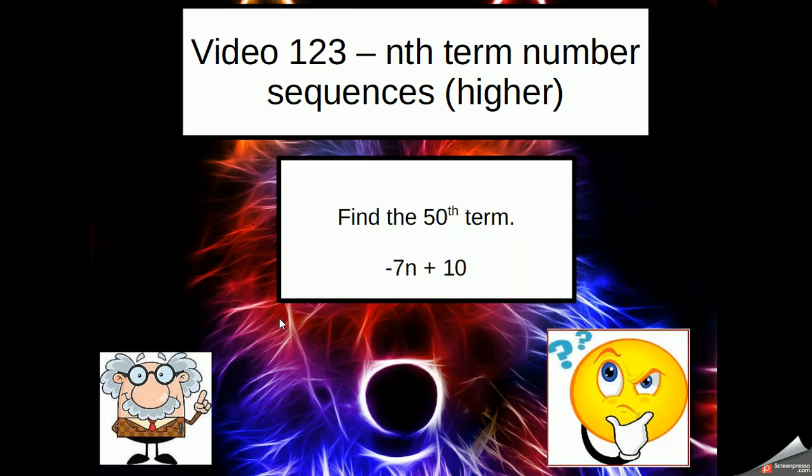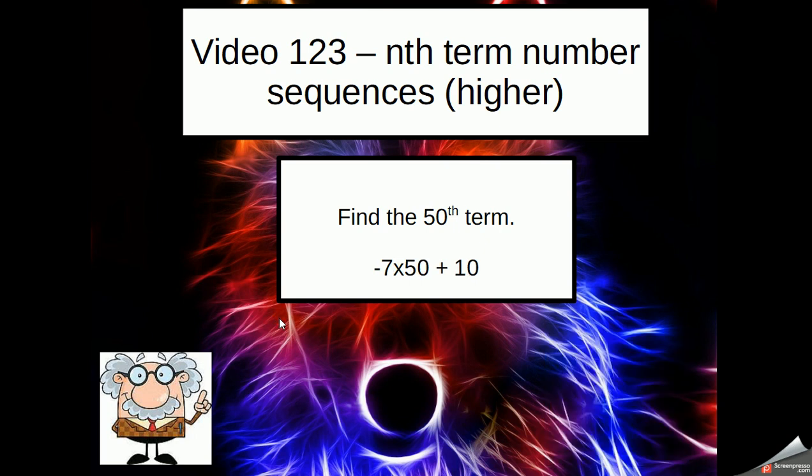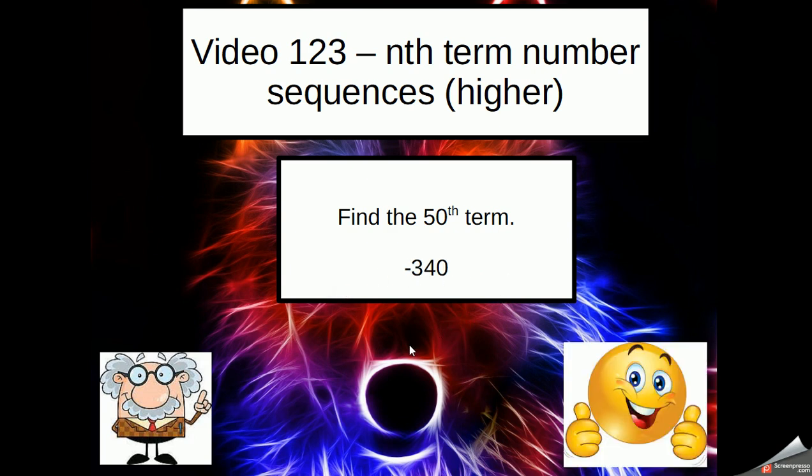So if I wanted to find out, say, the 50th term in this sequence, instead of having to go down by 7 for every single value, I can simply say that n is 50, and do minus 7 times 50, which is minus 350. Add on the 10, and I know that the 50th term will be minus 340.